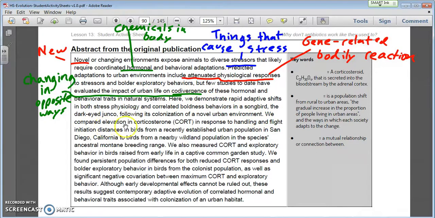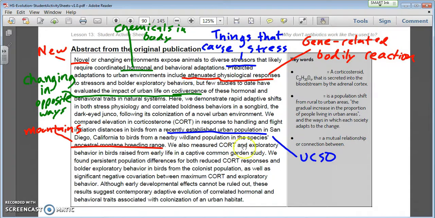"We compared elevation in corticosterone, cort for short, in response to handling and flight initiation distances in birds from a recently established urban population in San Diego, California, to birds from a nearby wildland population in the species' ancestral montane breeding range." Well, what do we mean by recently established urban population? That's probably the UCSD birds. And what do we mean by ancestral montane breeding range? Well, that's probably the mountains. That's probably the mountain birds that we're talking about. So let's annotate that too.